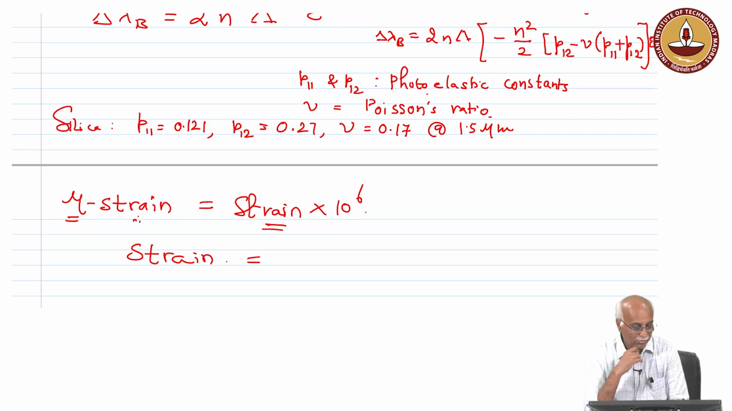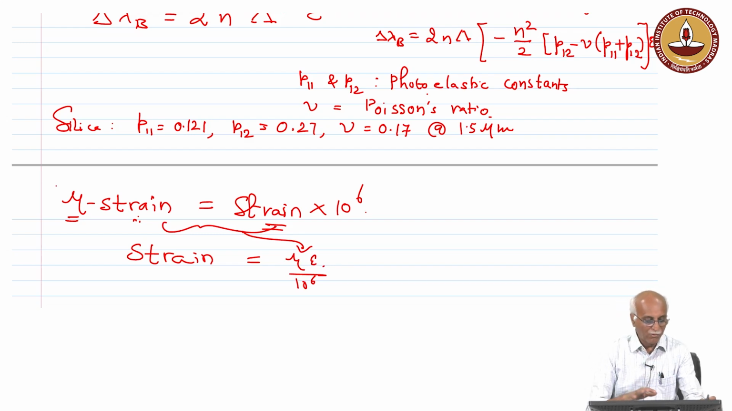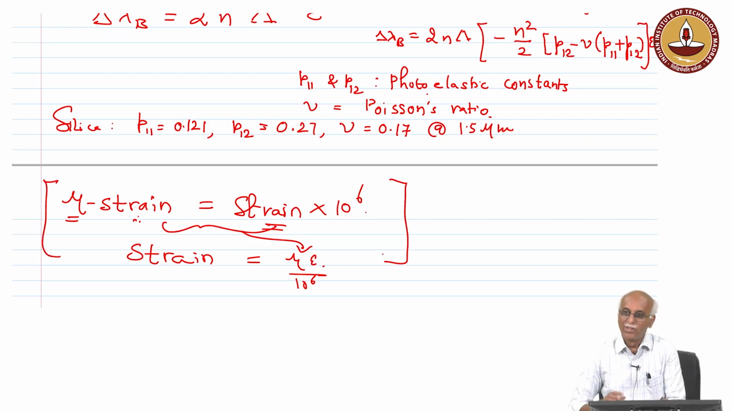So this will give you the strain induced in the material, micro strain divided by 10⁶. Of course, this is just to give you so that you will remember. So, now, fiber Bragg gratings.